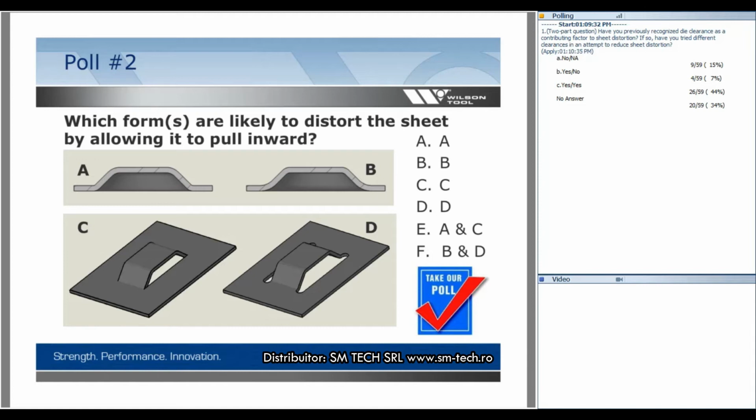Okay, we got a lot of people coming in, and yes, B and D. People are recognizing that, 83%. There's a very, very low number of people who are suggesting it's B or C or D alone. The correct answer is B and D, and that is a very, very large portion of you answering. So things are going well.